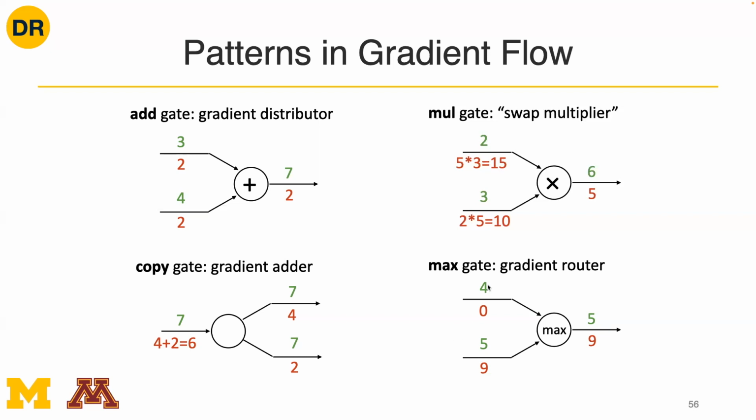The way to interpret that is that if we were to slightly change the value of 4 by an infinitesimally small amount, we would not expect the output of this function to change at all. That's why, correspondingly, the gradient for the output with respect to that smaller input is 0. Question?